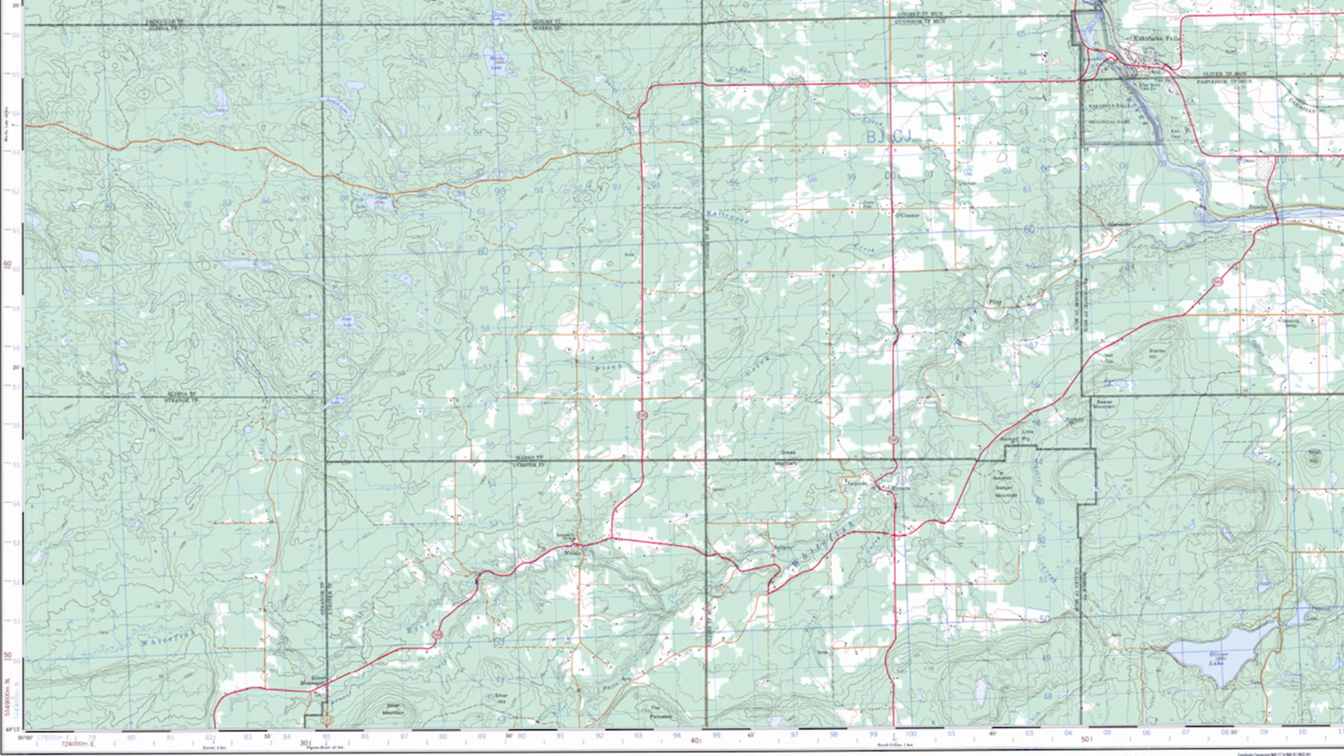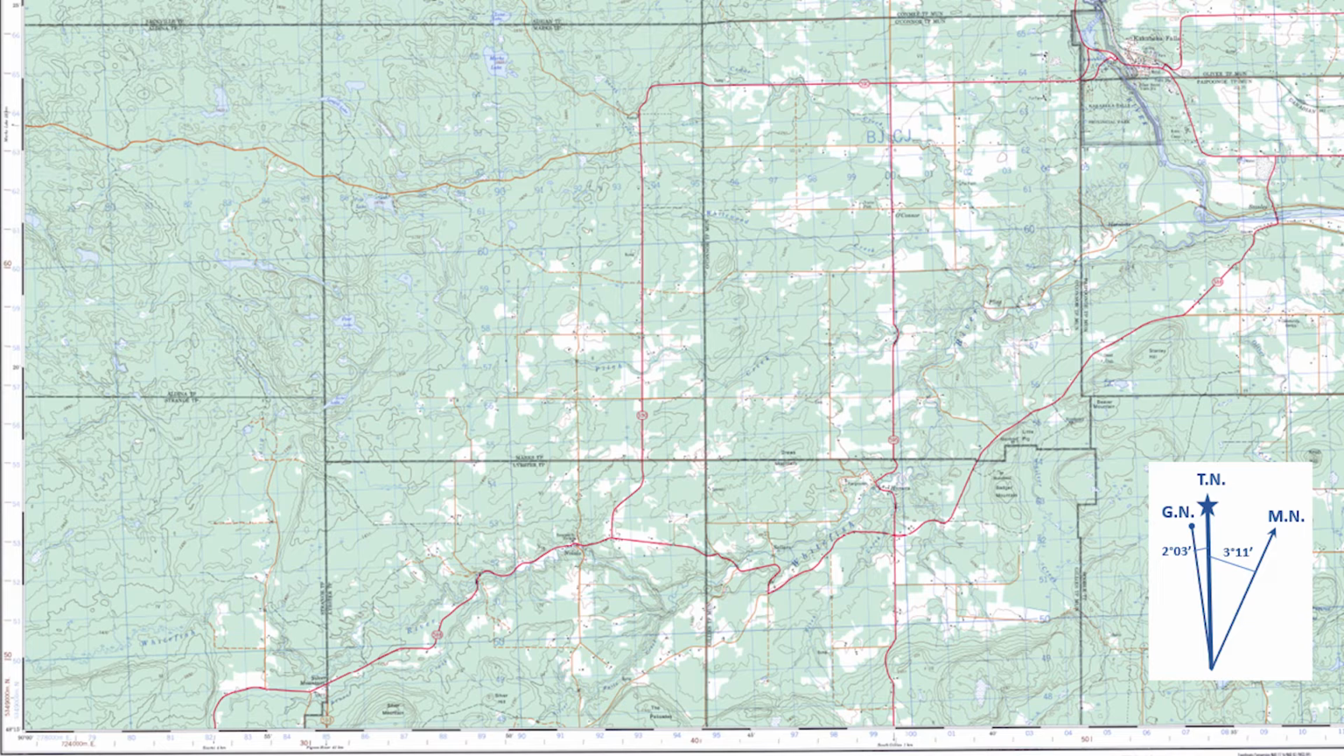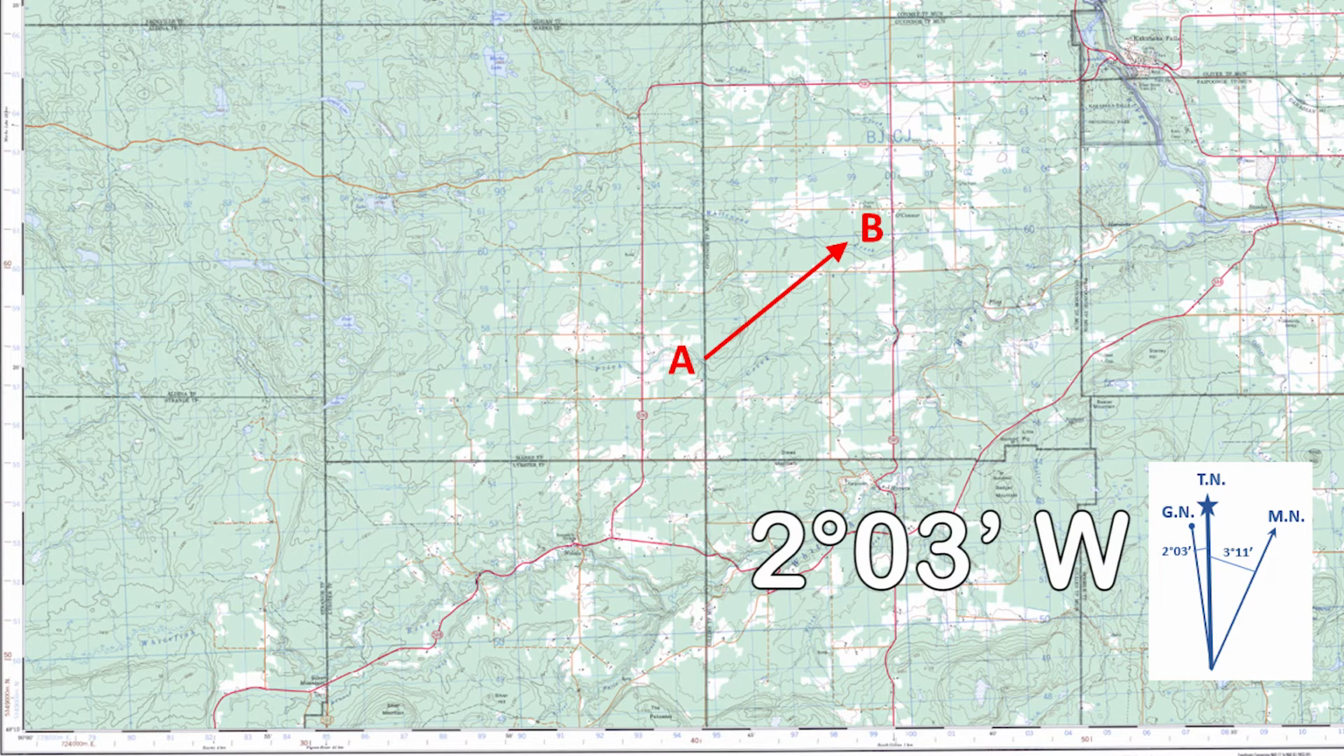So that's why the UTM grid often points away from true north, but we can still use this grid to help us find true north when we're using a compass with our map. Let me show you how. So this is the map for the part of the Earth that I'm on right now. And this is the grid north, true north, and magnetic north diagram in the corner of the map. My problem is simple. I'm at point A and I want to get to point B. Now on this map, grid north points 2 degrees 3 minutes west of true north.